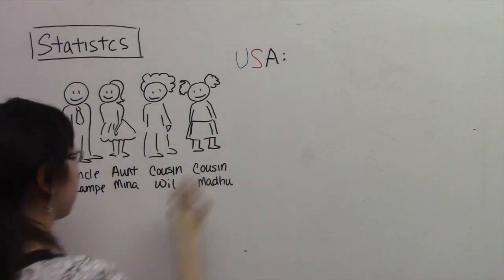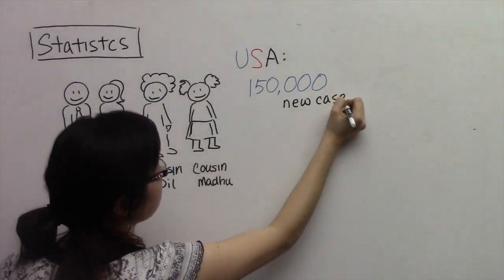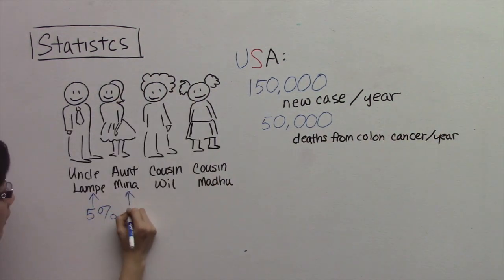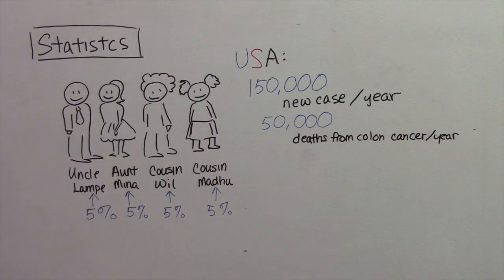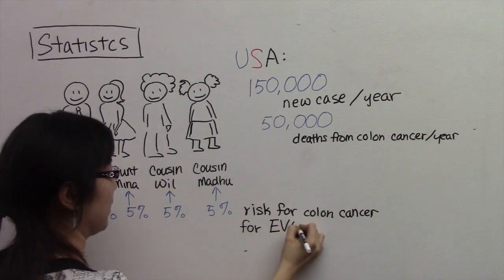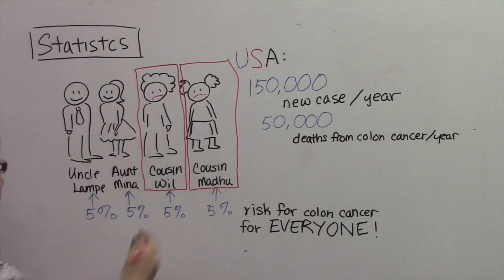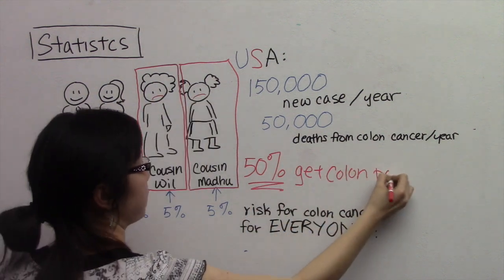Each year in the United States, there are 150,000 new cases of colon cancer and an additional 50,000 people that pass away from colon cancer. Everyone has a 5% lifetime risk of getting colon cancer. However, nearly 50% of everyone in the US will get a colon polyp in their lifetime.